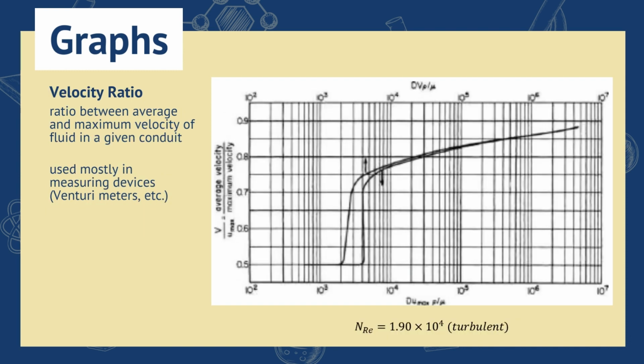There is also another chart that relates the ratio between the average and maximum velocity of a fluid with the maximum Reynolds number. And this is typically solved by using U max instead of U bar for the velocity component of the Reynolds number. So this is typically used for problems involving flow meters such as the Venturi meter.